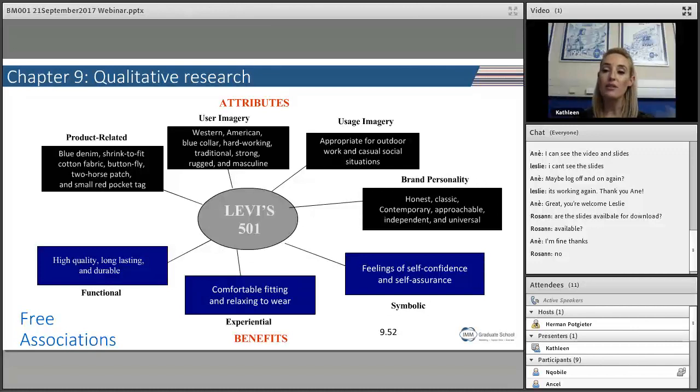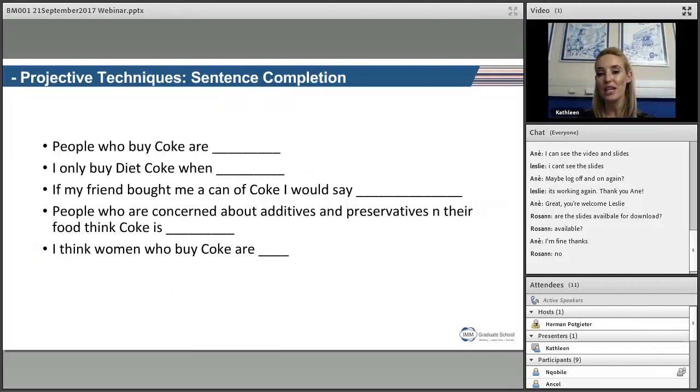And upon receiving all of these different responses, the researcher groups them into the theme or category of product related. And so they are grouped according to user imagery, usage imagery, brand personality, the symbolism behind the brand, the experience behind the brand, and the brand touch.